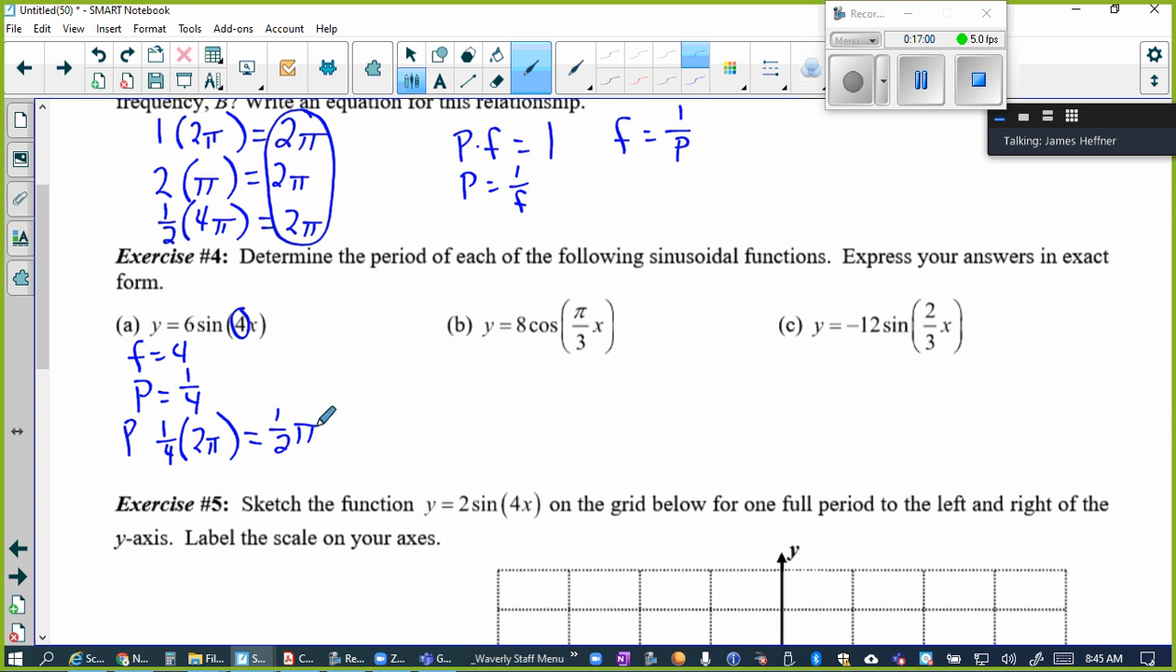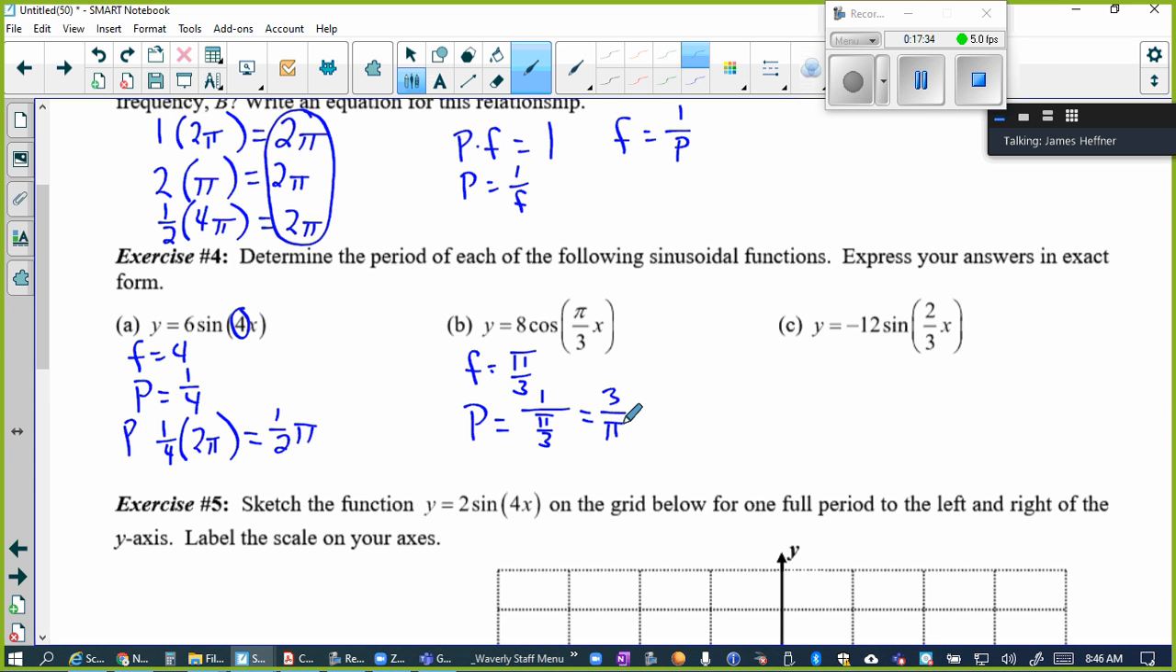What's the frequency? Pi over 3, right? So the period equals 1 over pi over 3. Now, you know what happens when you take a fraction and put it in the bottom? It's the equivalent of 3 over pi. 1 over something just gives you the reciprocal, right?